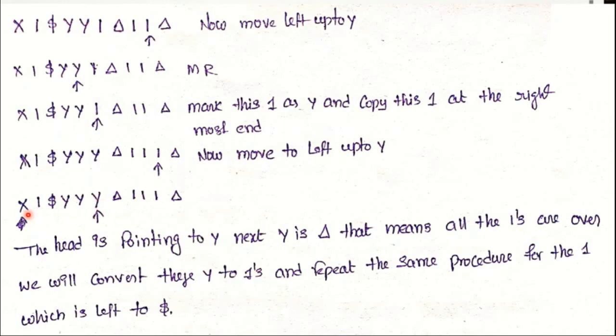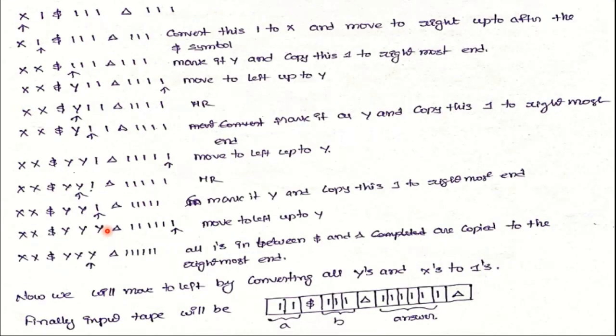While we are moving back in this process, all these Y's are converted to ones. Why? Because to copy for another value from variable A, 1, we again copy these B variable values to the end of the tape. For that purpose, all these Y's are converted into ones and then we move left up to X.